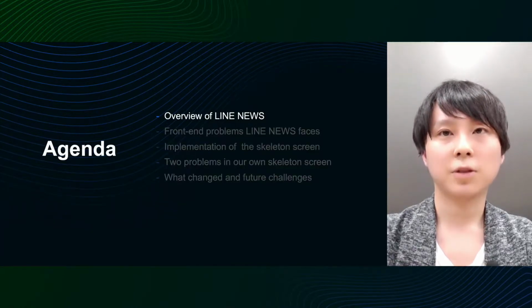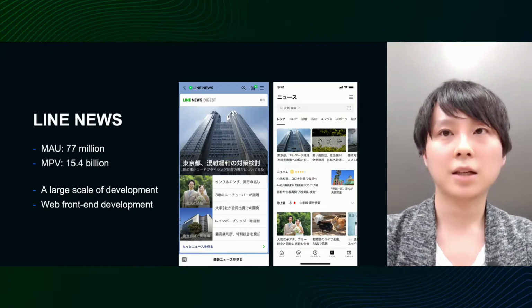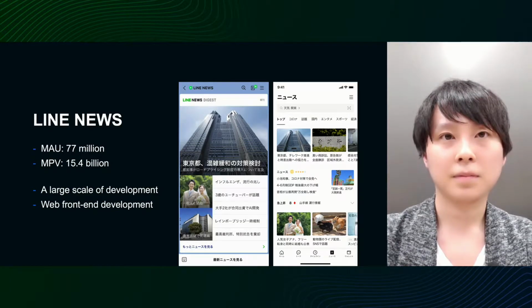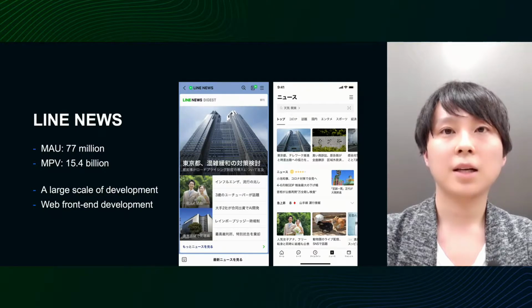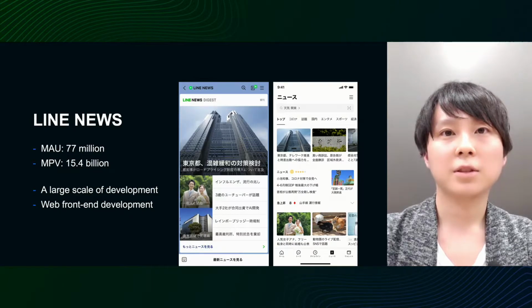First, let me introduce Line News. As of August 2021, Line News has 77 million monthly active users and 15.4 billion monthly PVs, a service used by a large number of users. Typical functions include the digest, which sends articles to Talk, and the News tab, which is the entrance to Line News as shown on the slide. Some functions such as News tab are realized with WebView.